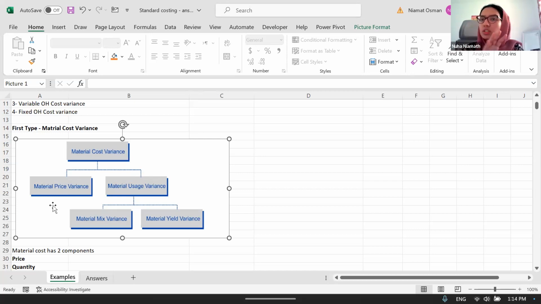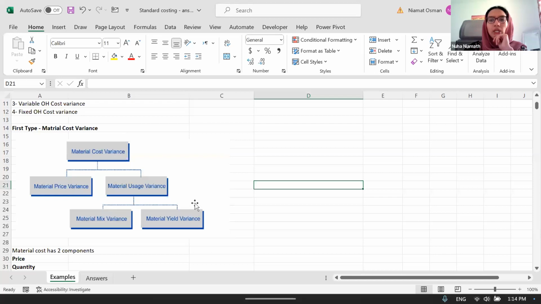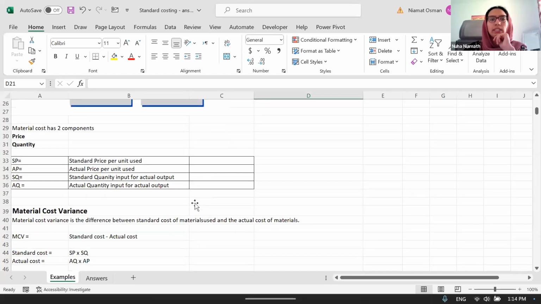So material cost is your total variance that could be caused due to the price change, or it could be caused because of a usage difference. Is everybody clear so far with what is material cost, what is material price variance, and what is material usage variance? Any questions so far? All clear? Okay. Anybody has any doubt, then I will repeat it. Okay, perfect. So now let's get into the details of what is material cost variance.